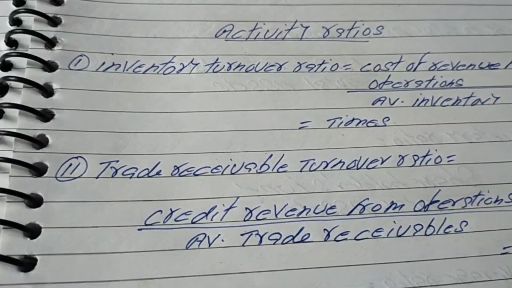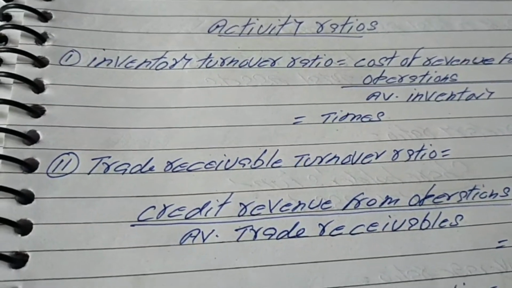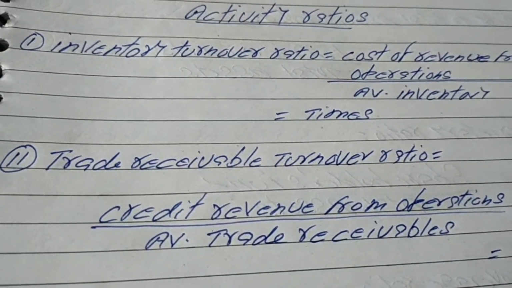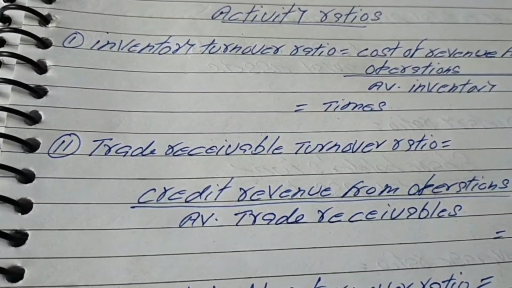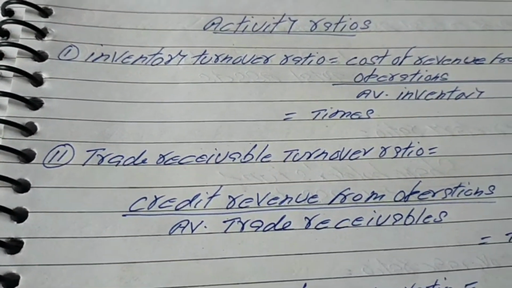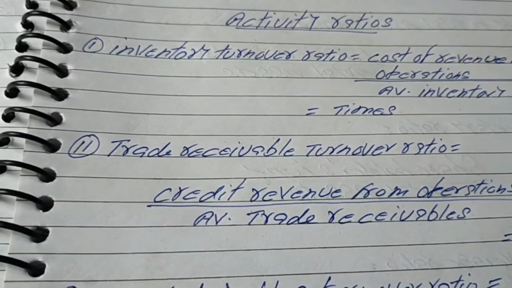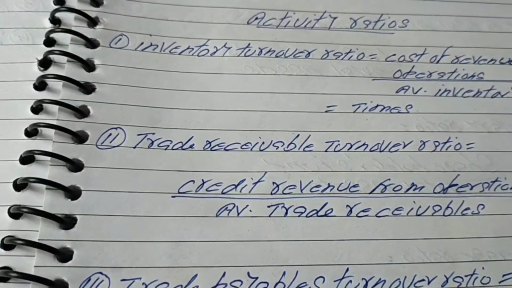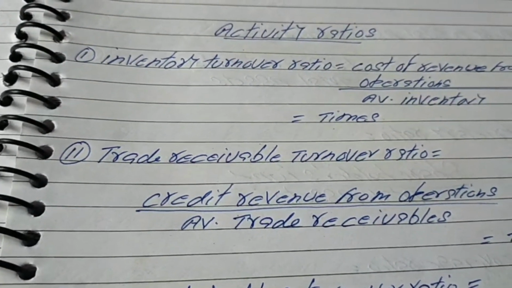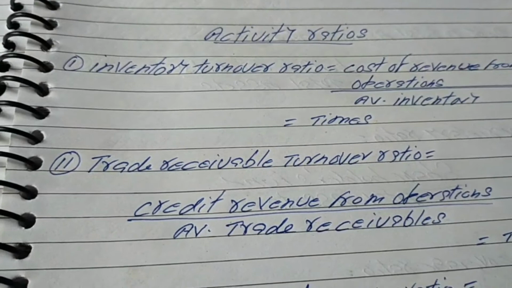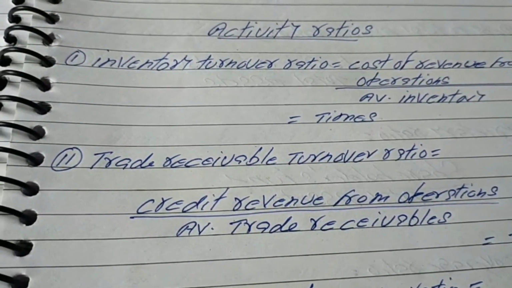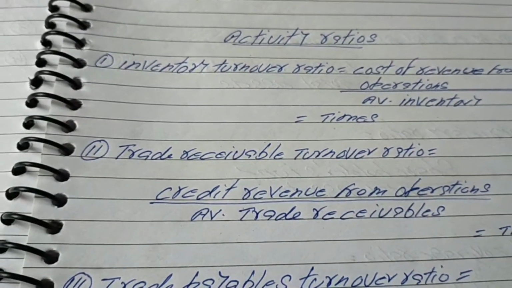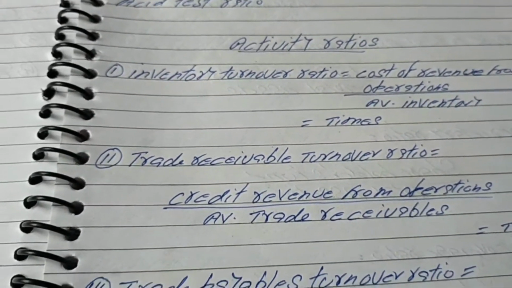Now we have to find out trade receivable. If only debtors are given, we will take opening debtors plus closing debtors divided by 2. If BR and debtors both are given, in one bracket we will take opening BR plus opening debtors, plus in the second bracket we will take closing BR plus closing debtors, divided by 2. If only debtors or only BR is given in the question, we will take it as average trade receivables.